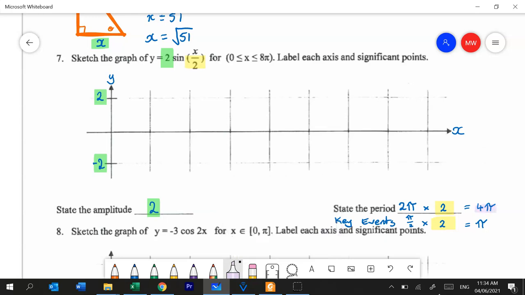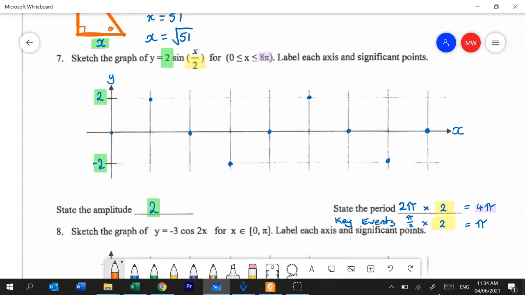The other thing that I'm just having a quick look at while I'm doing this part is that if one wave occurs over 4 pi, or a period of 4 pi, and I need to plot to 8 pi, then there's going to be 2 sine waves here. So there'll be 8 key events altogether, okay? So that means if I have a look at my formula sheet, I know that the sine wave goes like this, okay? So what I'll do is I'll start marking in my events. Event number 1, event number 2, 3, 4, 5, 6, 7, 8.